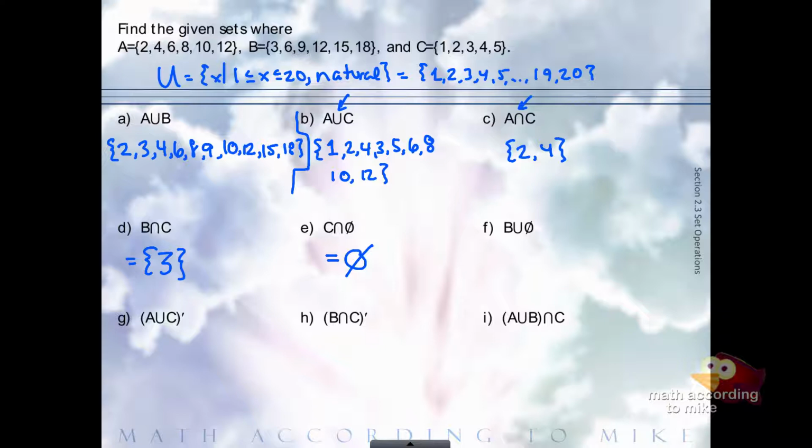On the flip side, in part F, we're going to union with the empty set. So the set B contains multiples of 3 from 3 to 18 inclusive. And the empty set contributes nothing to that. So if we were to put both in the same box, we would get back the set B. So when you union with the empty set, like in part F, you always get back the original set. It's like adding 0. Adding 0 to any number gives you back that same number.